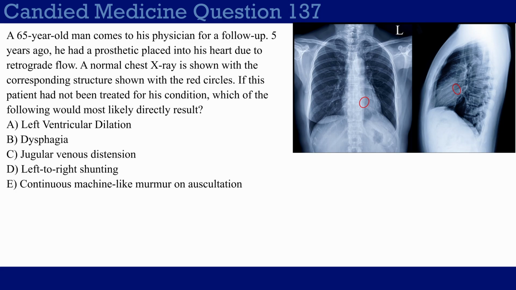Choice A, left ventricular dilation. Choice B, dysphagia. Choice C, jugular venous distension. Choice D, left to right shunting. Or choice E, continuous machine-like murmur on auscultation. And of course, I have this image of the CXR, both frontal and lateral views. You do want to look at them for this particular question. And I'll wait 5 seconds and then answer this question.